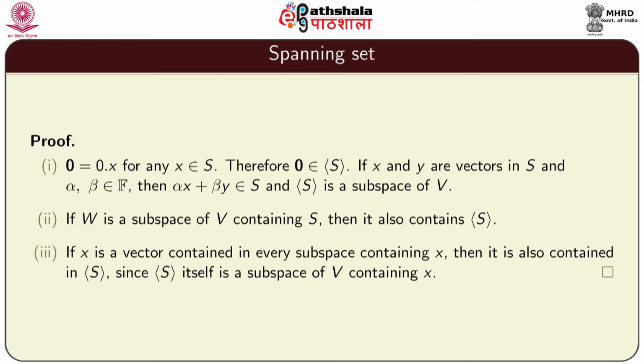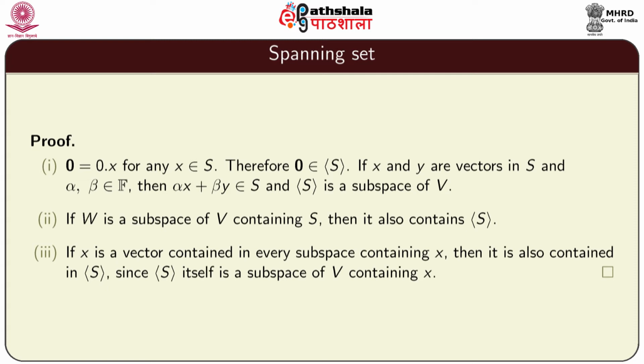Now, we are trying to show that it is indeed the smallest subspace of V containing S. First of all, why is it so that span S contains S itself? Well, any vector x in S is of course 1 dot x, and therefore it is a linear combination, which shows that S is also contained in span of S.